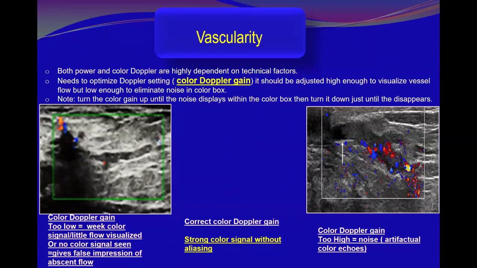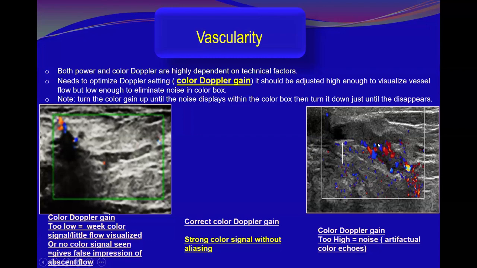Again, we have to adjust the color Doppler gain, okay? To optimize the setting and to have the gain as maximum as possible. This, but should not be associated with noise. See, we don't like to have noise inside the color box as in these examples.